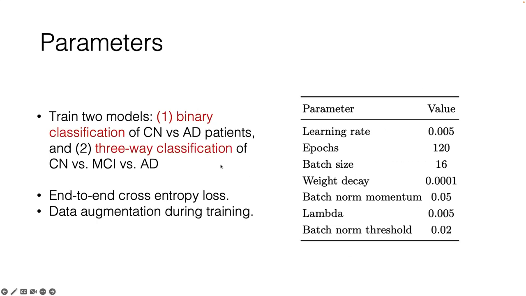For parameters and training, we train 2 models: one for binary classification between the control and the Alzheimer's disease patients, as well as another model for a 3-way classification between the control, the mild cognitive impairment, and Alzheimer's disease patients. They use an end-to-end cross-entropy loss, as well as various data augmentation during training and these set parameters.